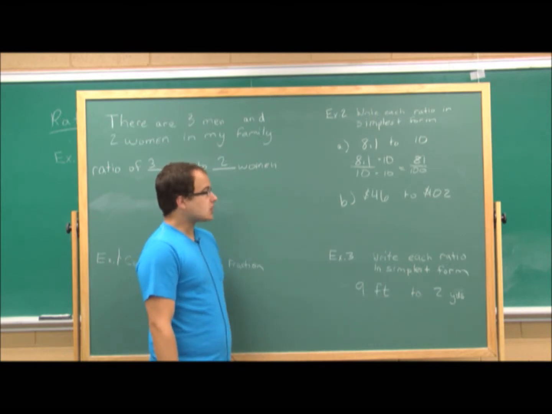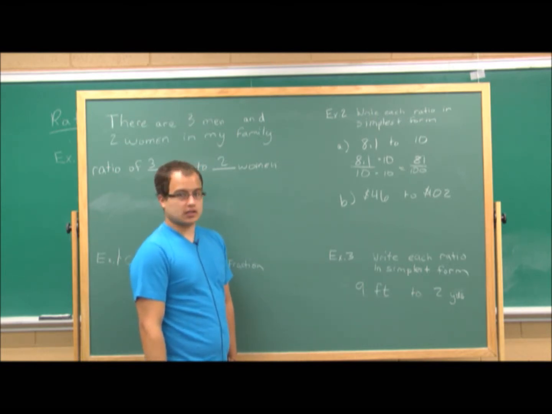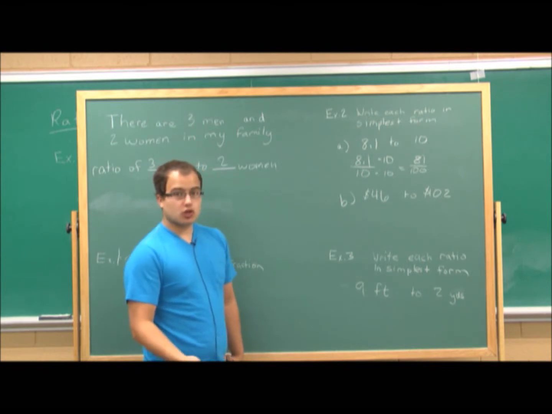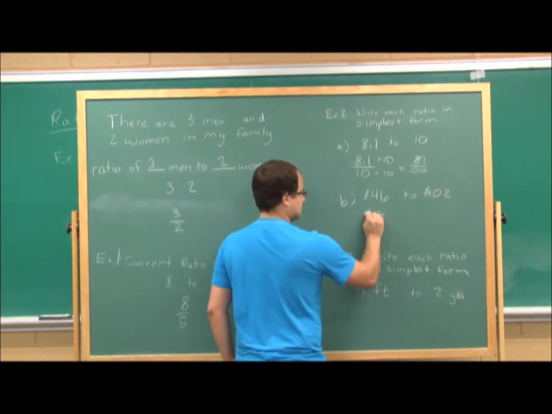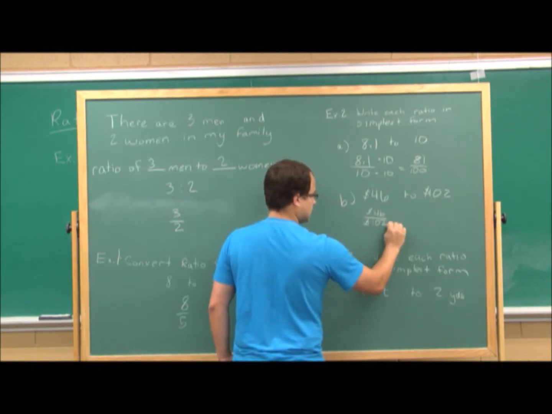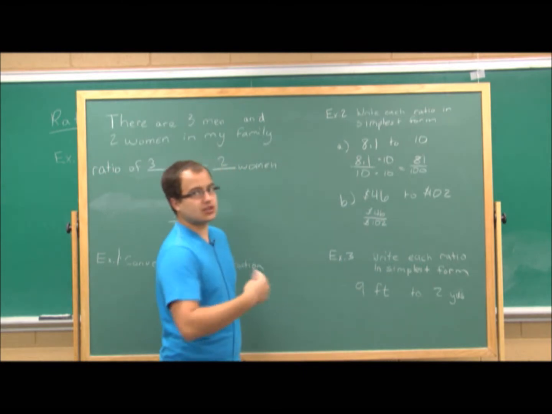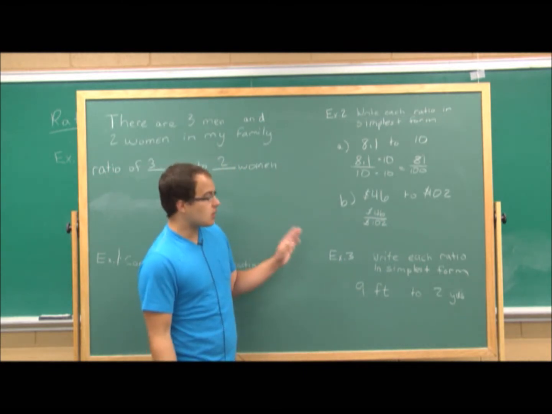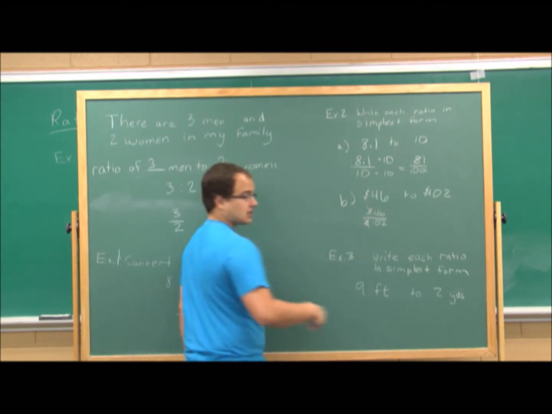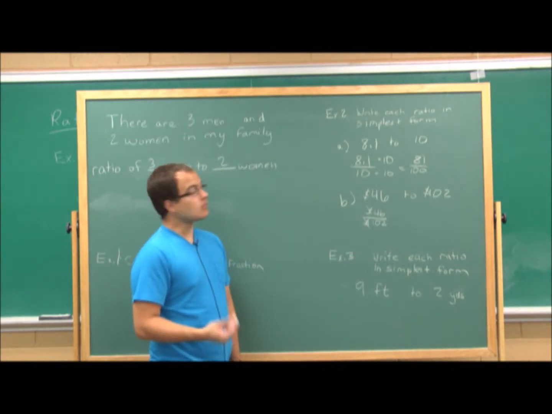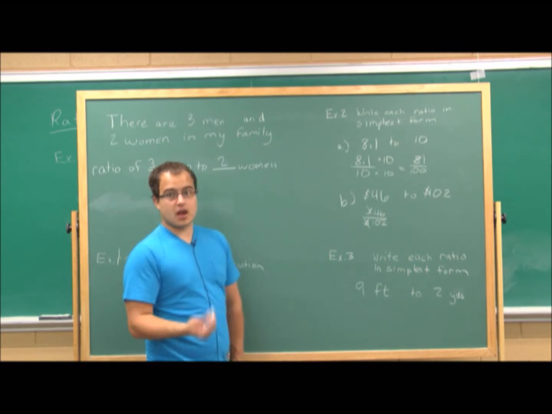Part B, $46 to $102. So again, I'm going to start out by writing it as a fraction. First of all, this is a thing about ratios. They will never have units because their units will just basically cancel out. Now to start simplifying the numbers.